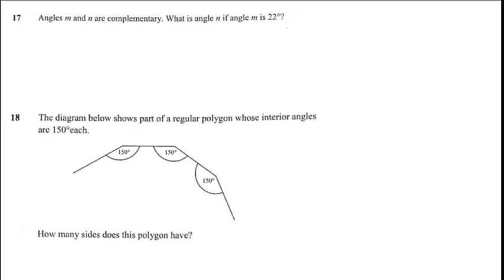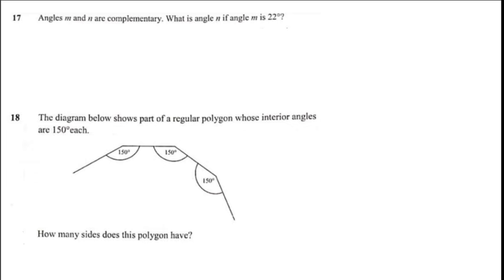Okay, question 17 was, angles M and N are complementary. What is angle N if angle M is equal to 22 degrees? So here we are told that two angles are complementary. If two angles are complementary, that means these two angles add up to 90 degrees. So when you add angle M and angle N, they should give you 90 degrees. Now, the actual question is, what is angle N if angle M is 22?